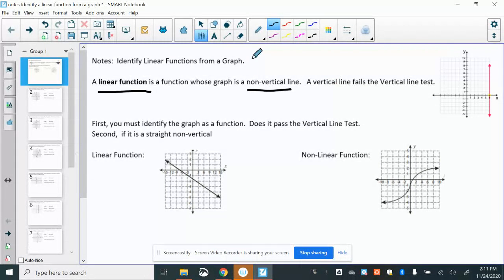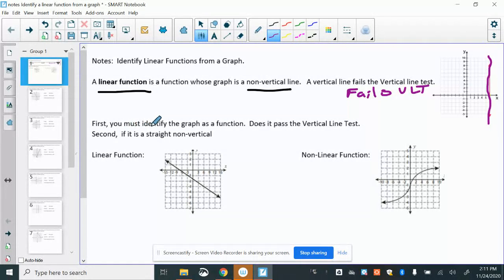The reason for that is if we were trying to prove a vertical line test, it would fail, because every point on the vertical line is on the vertical line, so it fails the vertical line test. VLT, vertical line test. So in identifying, first you must identify the graph as a function. So the graph has to pass the vertical line test. Does it pass the vertical line test?